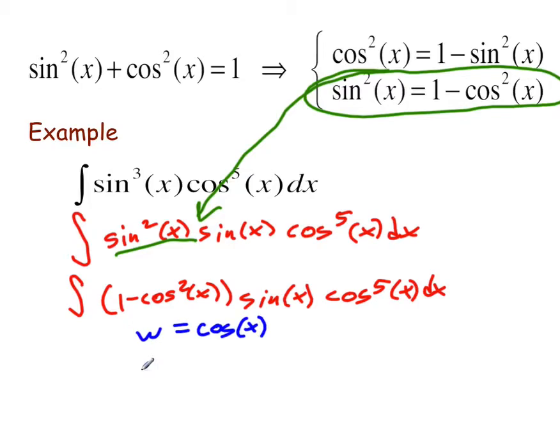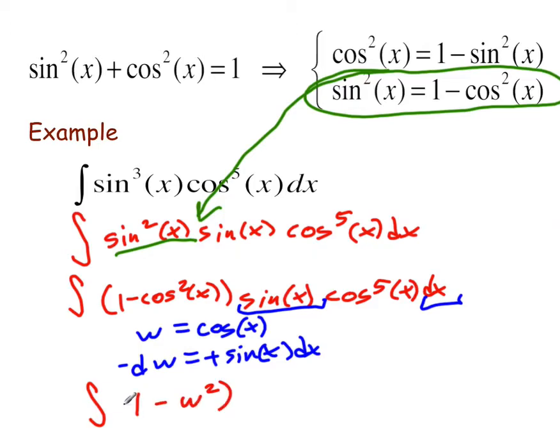So our w is cosine. The dw will be a negative sine of x dx. And so that dw, there's our sine of x dx, that'll become then a negative dw, right? So this now is going to become a 1 minus w squared. This cosine to the fifth is now a w to the fifth, and as we said, the sine of x dx now becomes a negative dw. I'll pull the negative out front of the entire integral, and we'll have that.